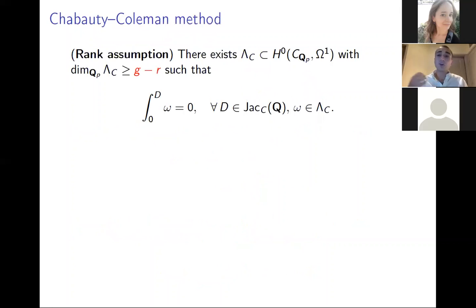The Chabauty-Coleman method is fueled by this rank assumption, and when the rank is less than or equal to g minus 1, there exists a space of one-forms, called lambda of C, such that when we integrate omega against the divisor on the Q-points of the Jacobian, we get 0. These are what are called annihilating differentials. In particular, the integrals of these one-forms in lambda of C will vanish on the rational points of our curve. So if we want to actually bound the rational points, we need to bound the zeros of a locally analytic function.